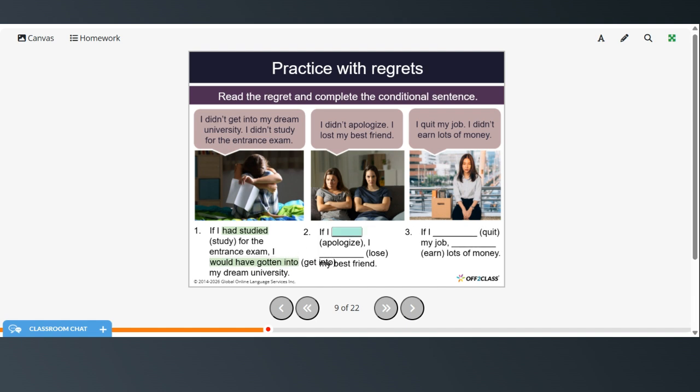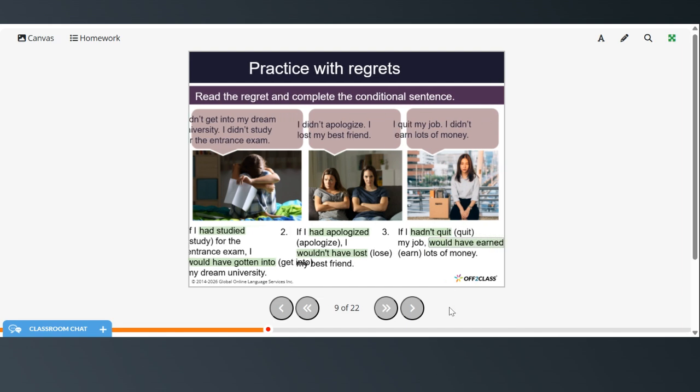I didn't apologize. I lost my best friend. If I had apologized, I wouldn't have lost my best friend. I quit my job. I didn't earn lots of money. If I hadn't quit my job, I would have earned lots of money.